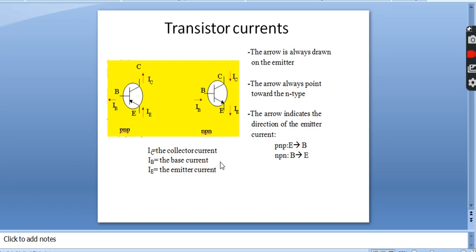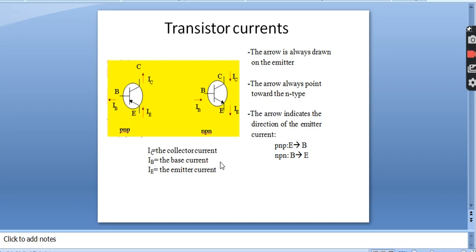The arrow mark is always drawn on the emitter. The importance of this arrow mark is that it always points toward the N type, which shows the direction of flow of current. So the arrow mark indicates the direction of the emitter current through the transistor.